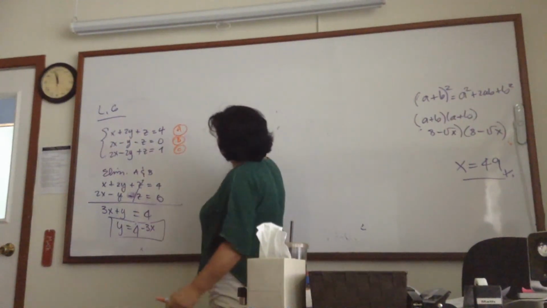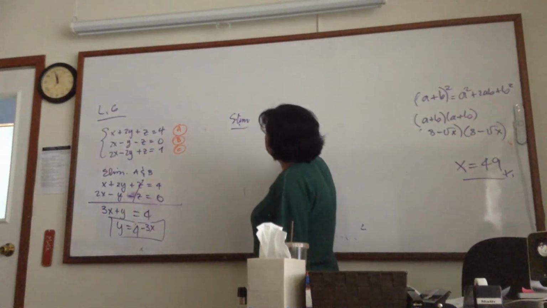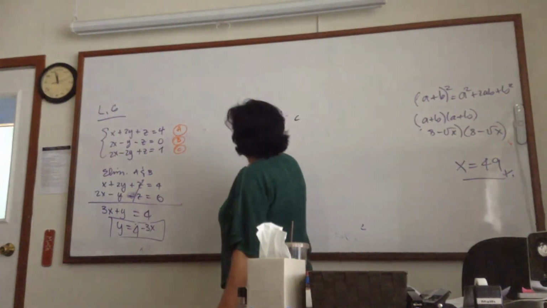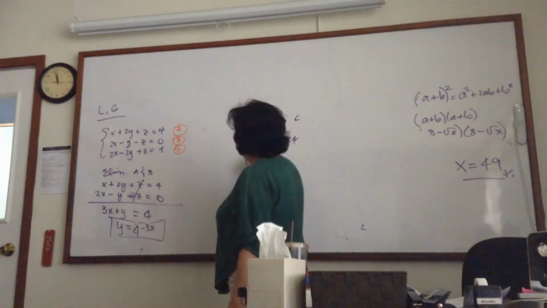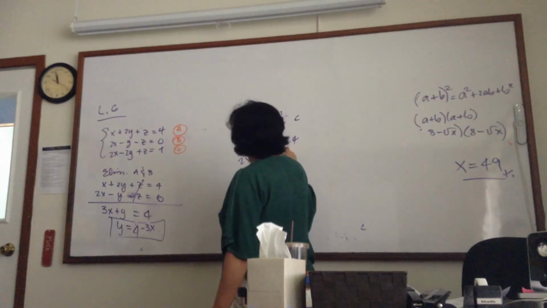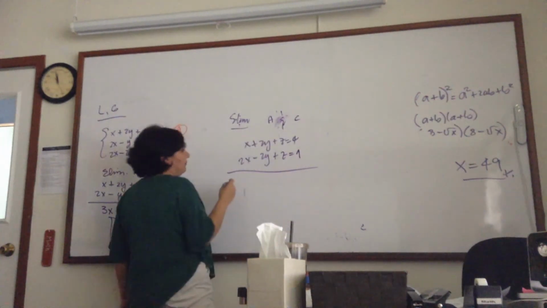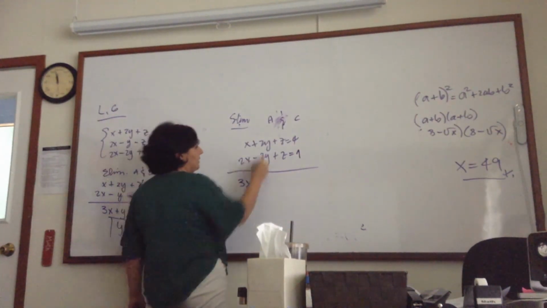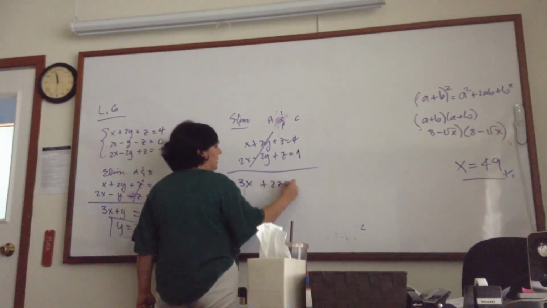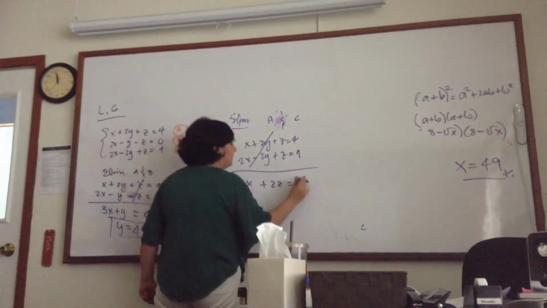So I would do now eliminating A and C. So I've got x plus 2y plus z equals 4, and 2x minus 2y plus z equals 1. Please check to see if I'm doing this right. This is 3x plus 2z equals 5.